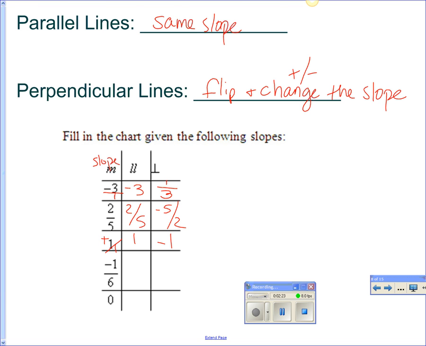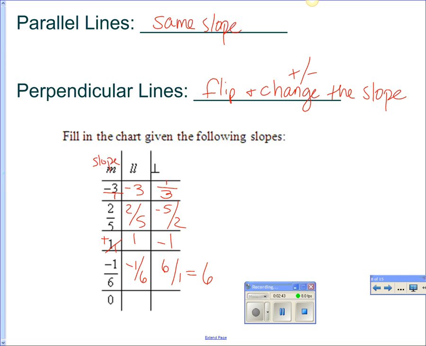Caitlin, what is the parallel slope to -1/6? Yep. Louis, what would be the perpendicular to this? Good. You could also just put 6. Either one is fine. Doesn't matter. Elizabeth, oh, nope, we got to talk about this one.